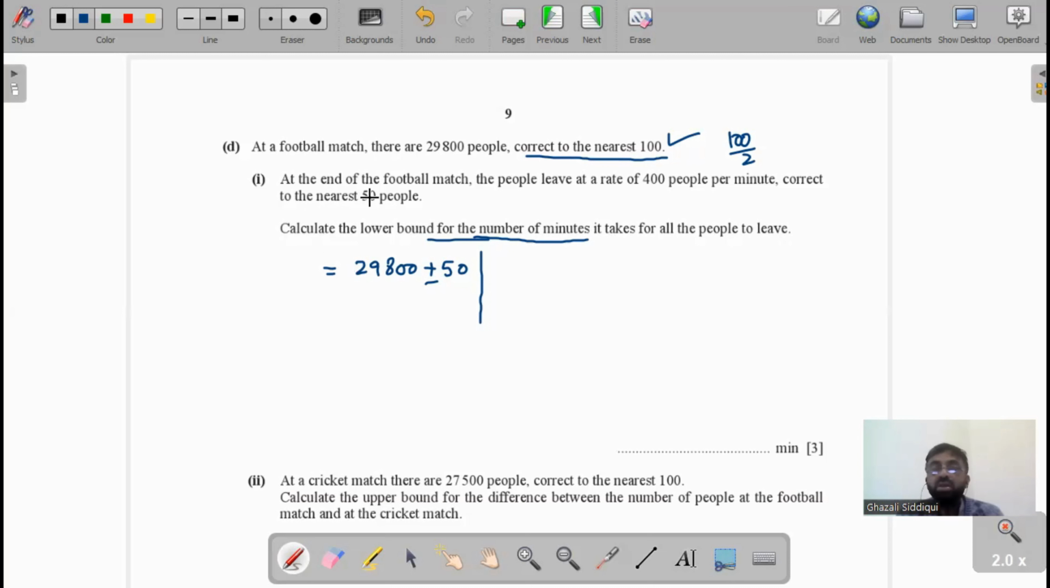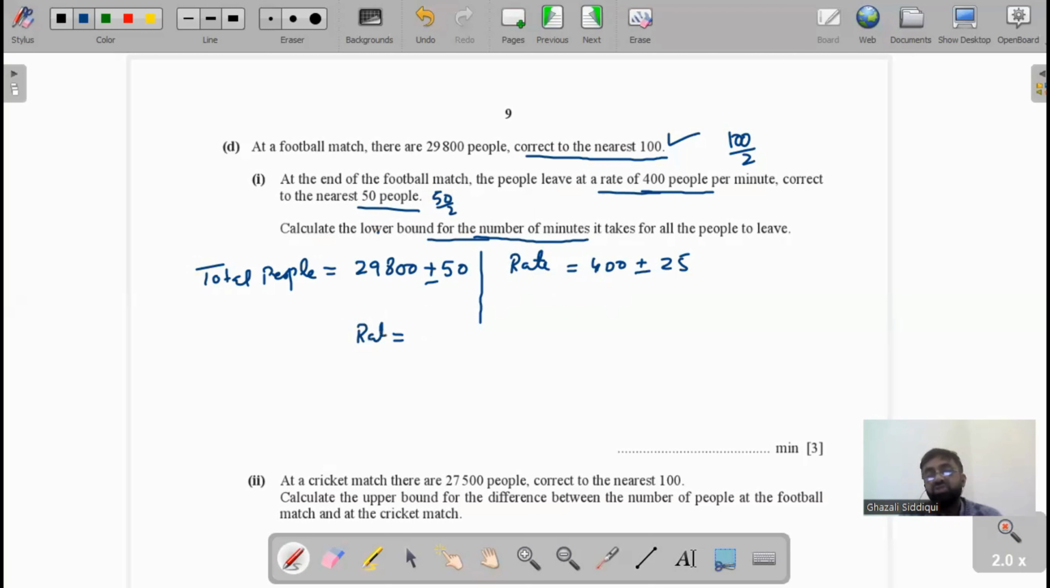Now the people leave at a rate of 400 people per minute. The rate is given here as 400 people, nearest to 50 people, therefore plus or minus 25. We take 50 divided by 2, 25. And this is the total number of people. Okay. Now we have to find the time, the number of minutes.